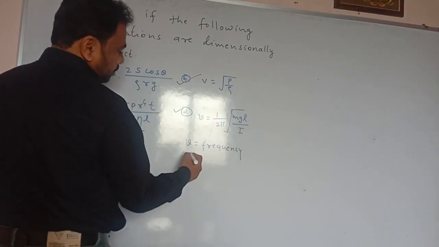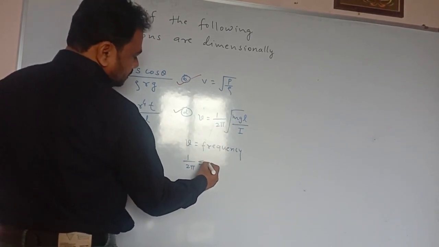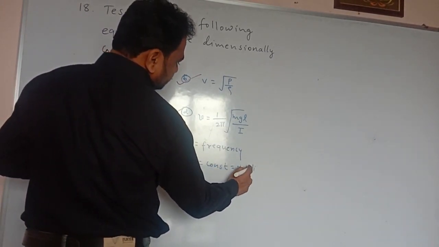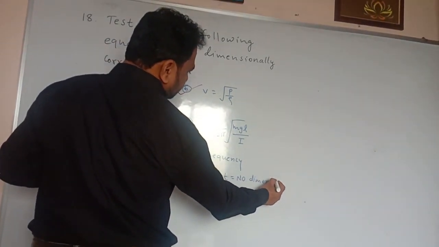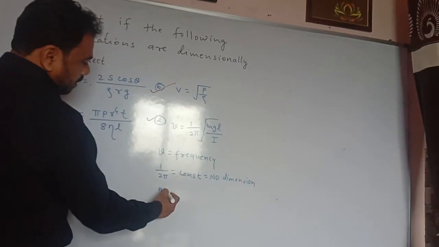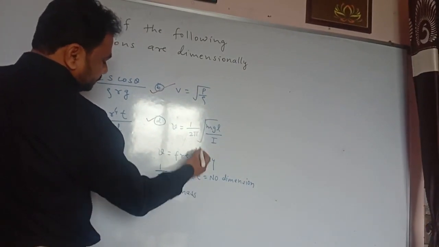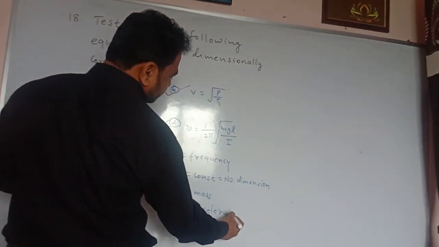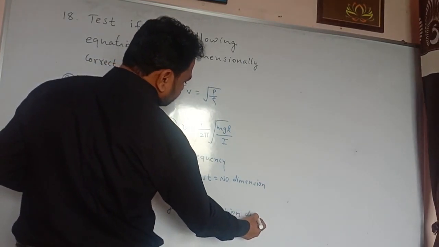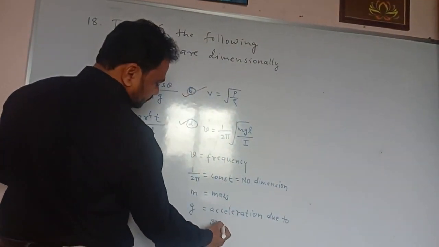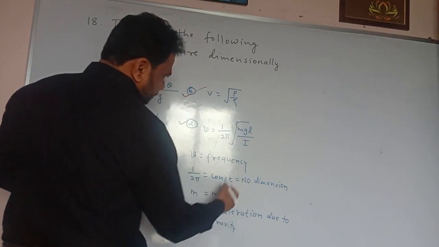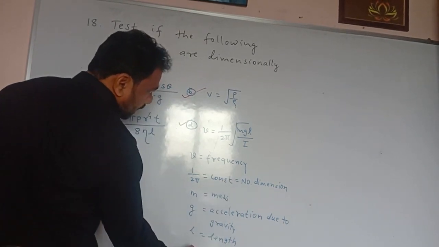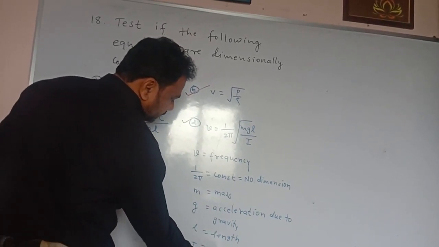Then 1 by 2π, this term is constant. A constant term is dimensionless, so it has no dimension. Small m stands for what? Mass. g stands for acceleration due to gravity. l stands for length. And I stands for moment of inertia.